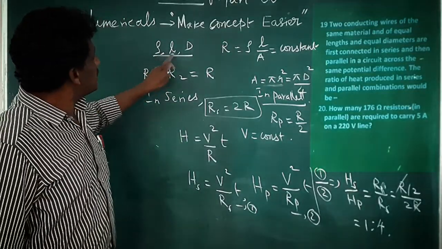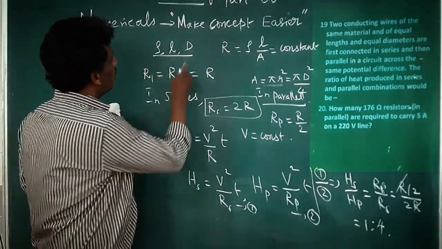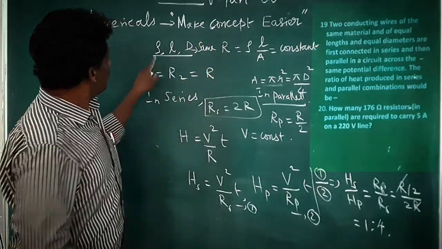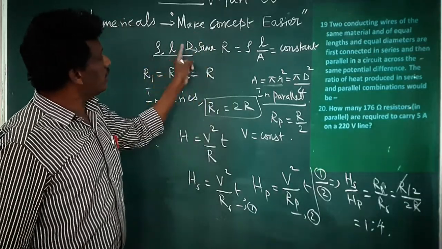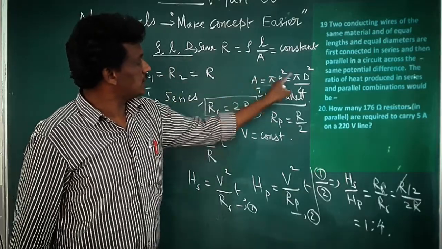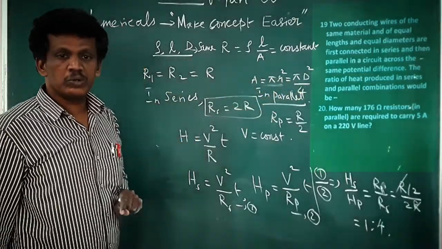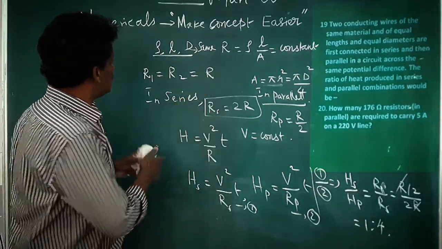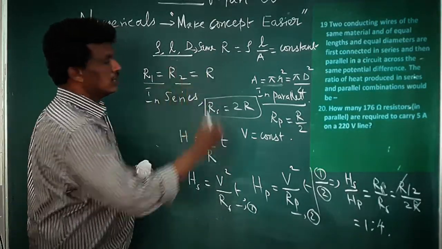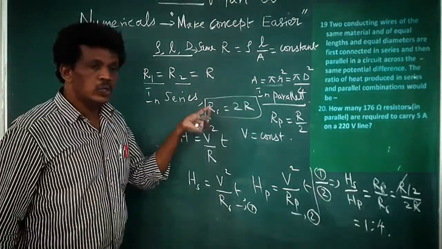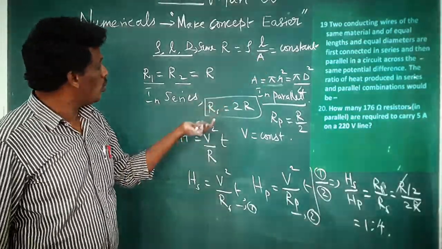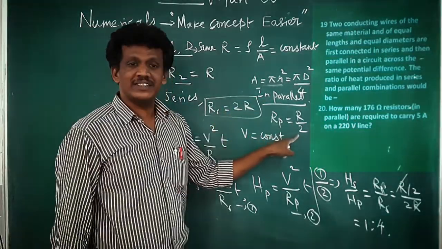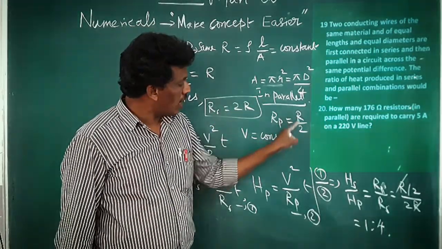What are the conditions given? You write, all are same: material, length, diameter. Diameter is nothing but cross-sectional area, pi d squared by 4, because pi and 4 are already constant. So R constant. What is given? Two identical wires. So in series what you do? R1 plus R2 plus R3, two wires are there, 2R. In parallel what you do? R by N, number of wires 2, R by 2.